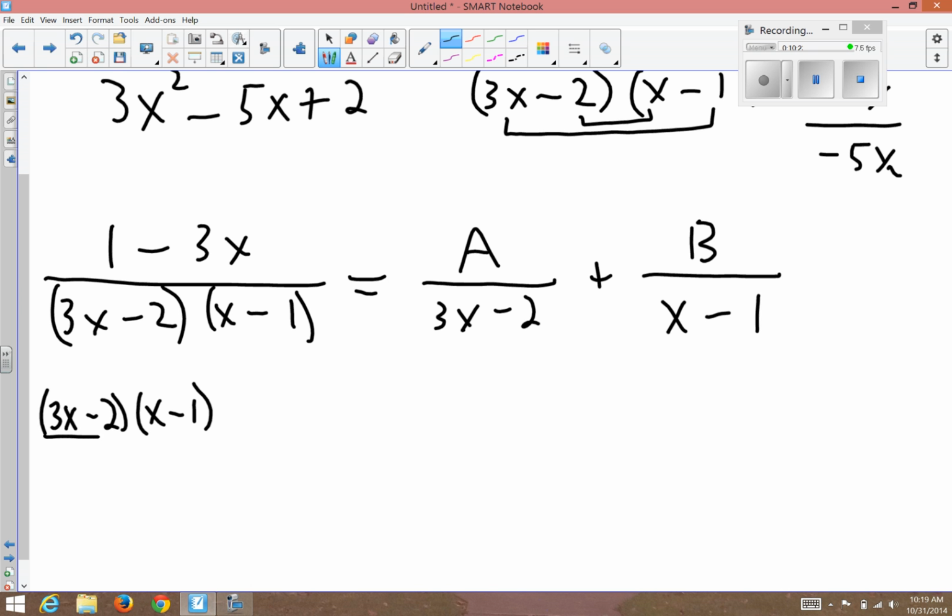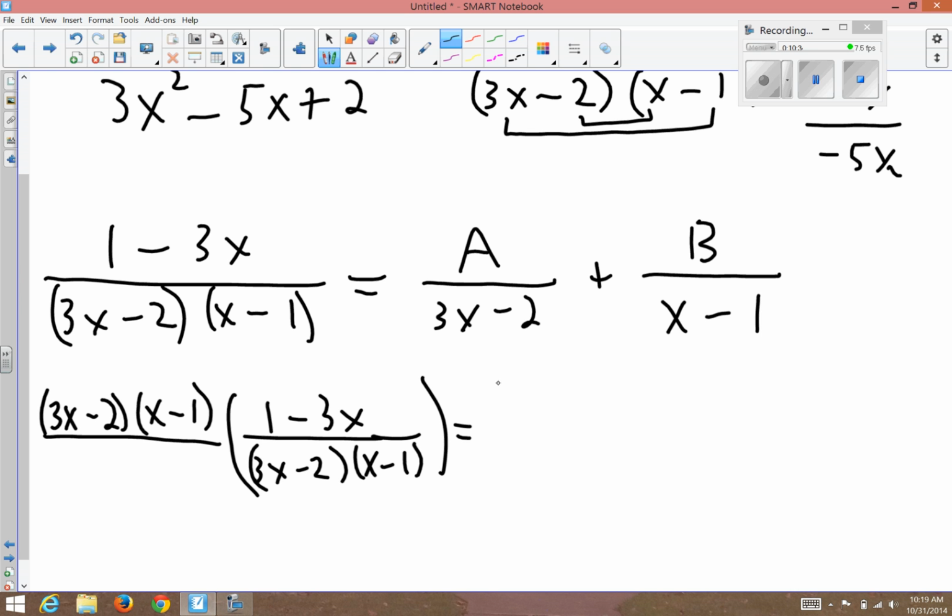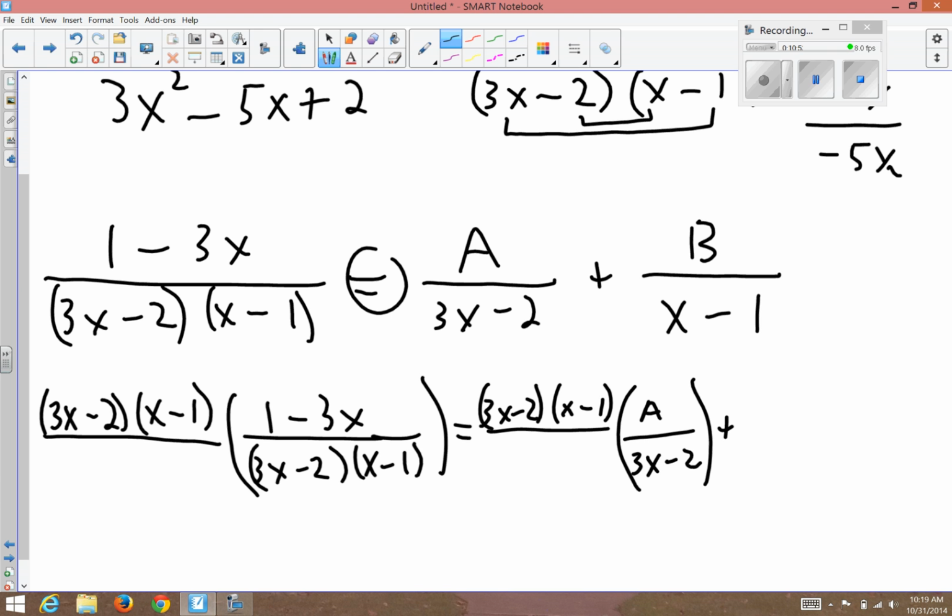Common denominator times the left side of the equation. Alright, so I have to multiply this side of the equal sign by the same thing. Common denominator times, I have to distribute that to multiply to each term. 3x minus 2 times x minus 1 is the common denominator. We're just multiplying both sides of the equal sign by the same thing.